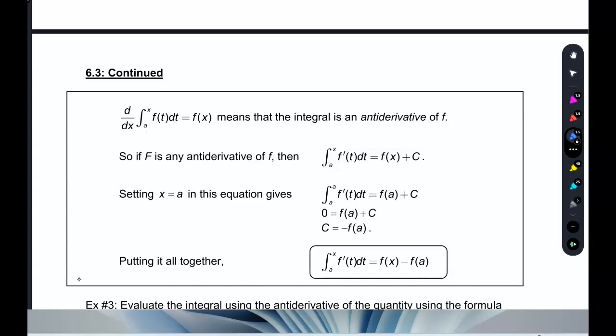Yes, the derivative. So think about multiplication and division, right? If you take a number and you multiply it by 3, and then you divide it by 3, don't you get back what you originally started with? Yes. Okay, Charlotte?